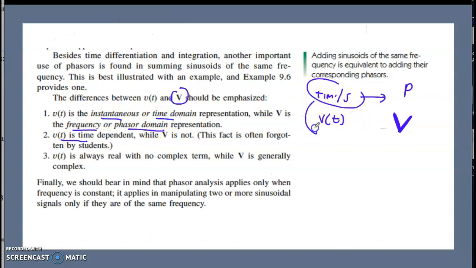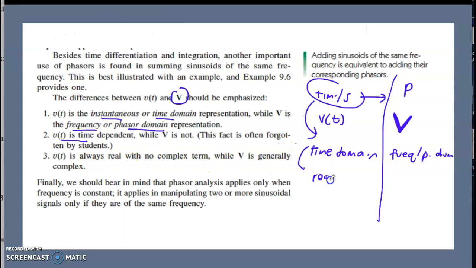So if we can make a summary here, this one is the time domain. Your phasor is actually the frequency or phasor domain. Which one is time dependent? It's the sinusoid. The phasor is not time dependent. In your v(t), it is always a real number, there is no complex number. But in your phasor, it is all about complex numbers where we have a real and imaginary part.